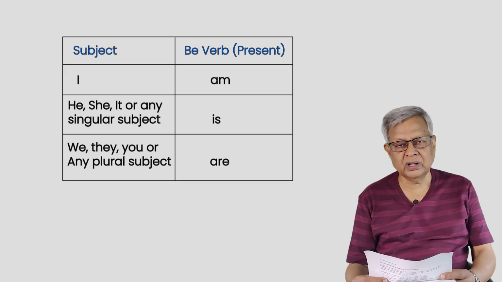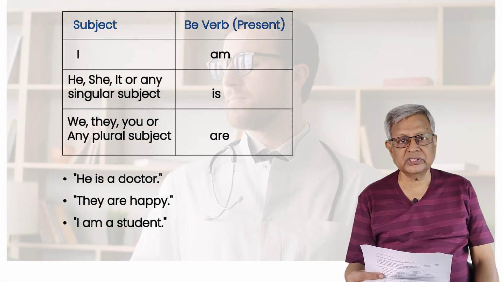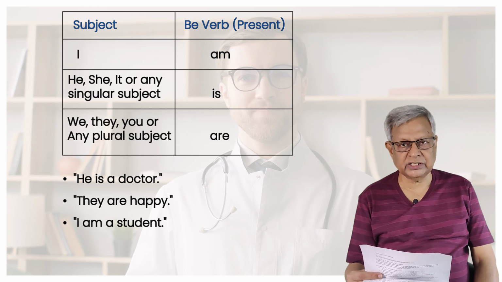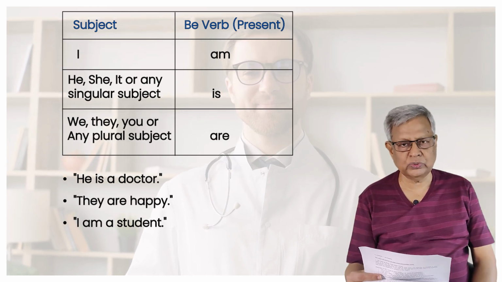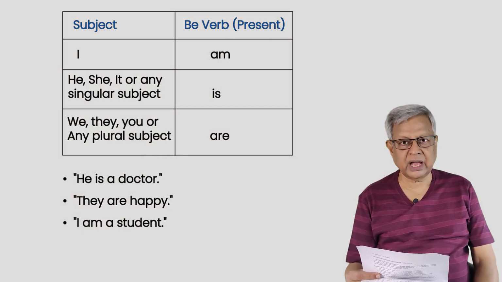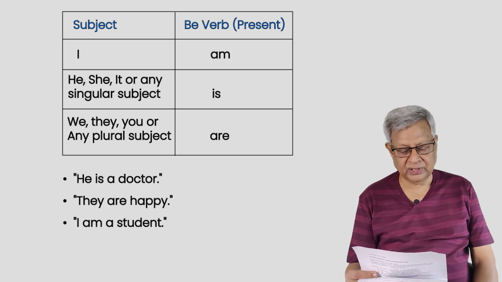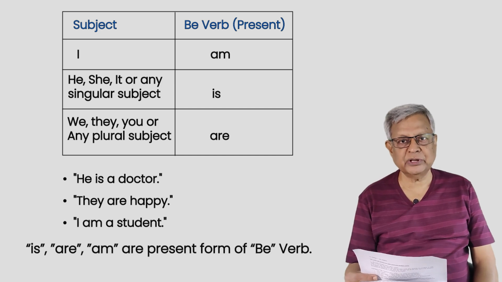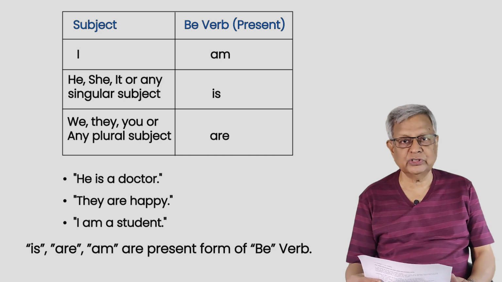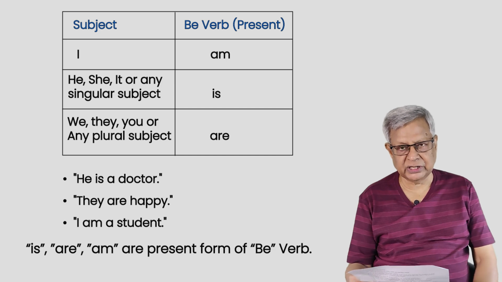This is the table, and I am giving you some example sentences. He is a doctor. He is a singular subject, and is is the correct be verb for that. He comes in the second row in the table. So, he is a doctor. They are happy. They is a plural subject, that's why we use are. They are happy. I am a student. I is peculiar in the present tense, that's why you use am. For all other singular subjects, we use is in the present form. So, these are the example sentences.